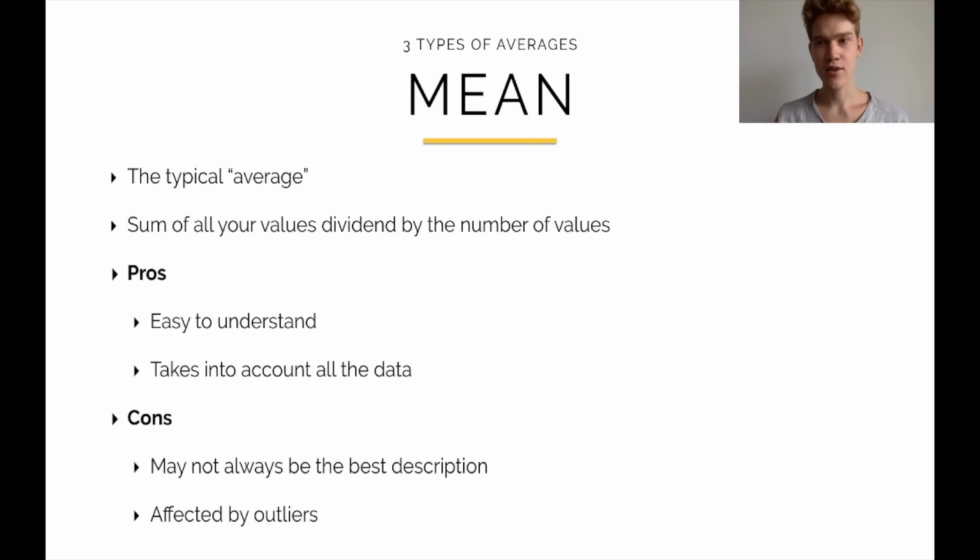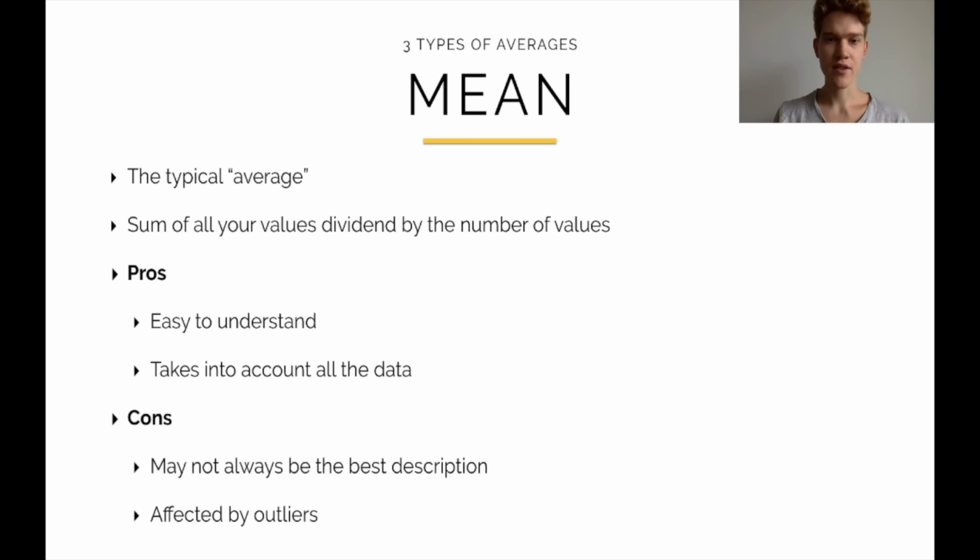And it also takes into account all of the data. Since we're adding everything up and then dividing by how much data we have, we're taking into consideration every single data point. Now, there are some problems with this. One of the problems is that the mean may not always be the best description, and we'll see why when we look at examples for when we should use the median and the mode.